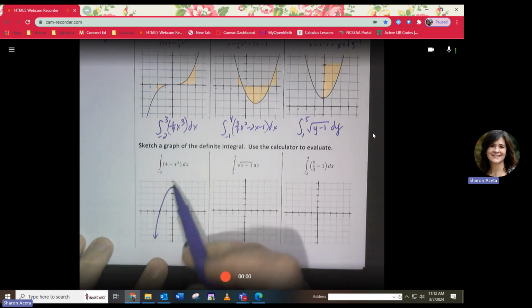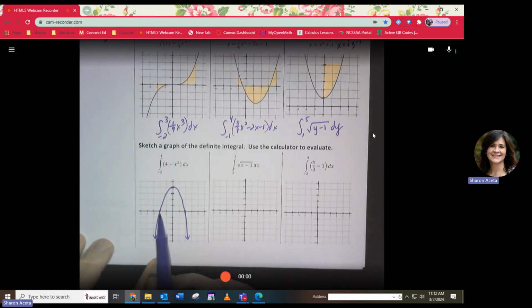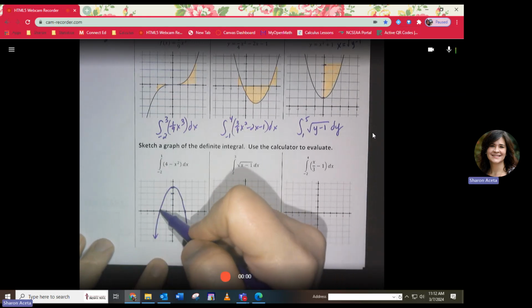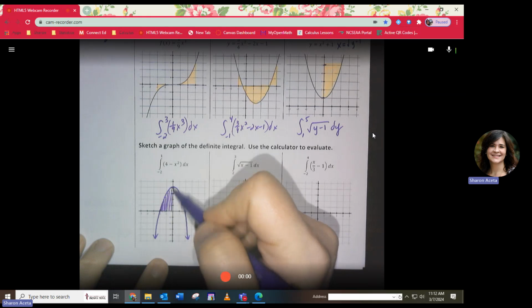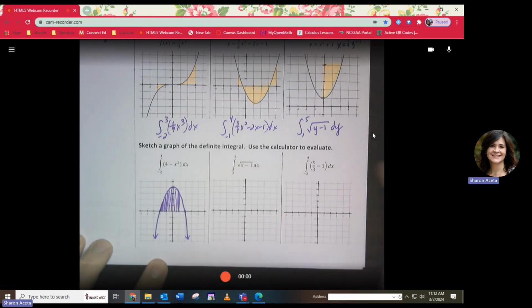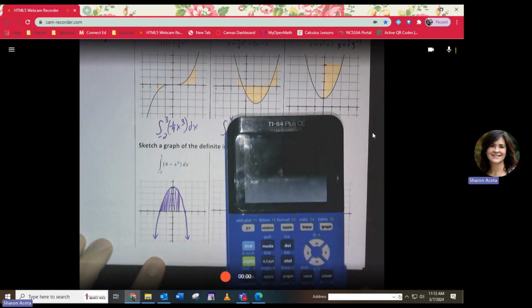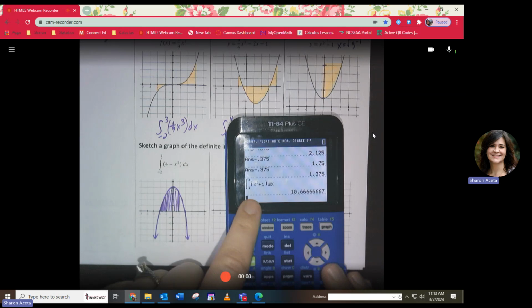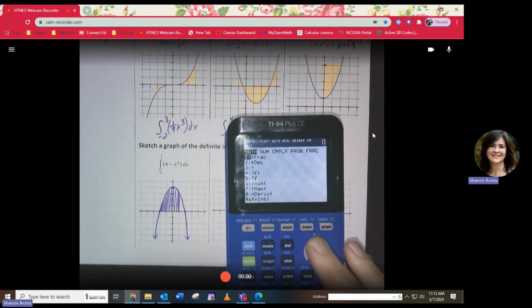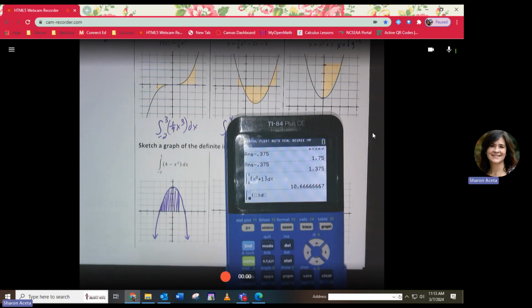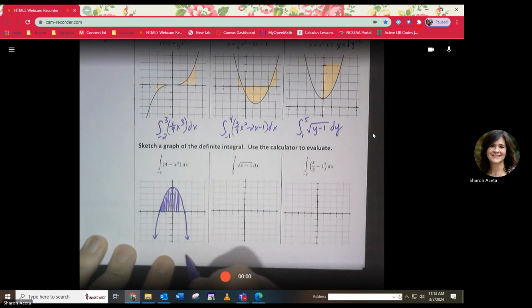And then if I'm bounding myself from -2 to 1, I would shade all of here up to 1. And then remember from last class to find this integral, it's in math, and then number 9, which is fnInt. And you can write -2 to 1 of (4 minus x squared), and then with respect to x. So that is an area of 9.